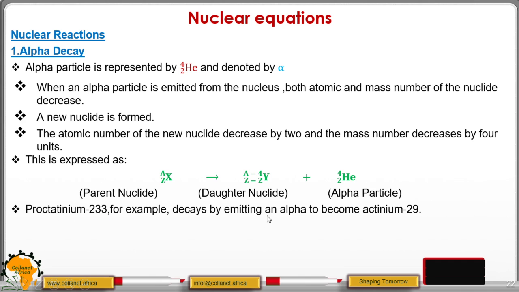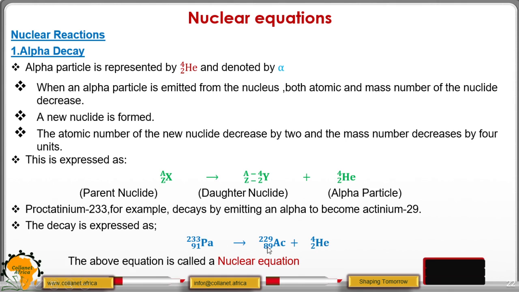For instance, we can have protactinium-233 that decays by emitting an alpha particle to become actinium-229. That one can be represented as follows. You have protactinium-233. The mass number will reduce by 4, so you get 229, plus a helium particle. If you add 229 plus 4, you get 233. And if you add 89 plus 2, you get 91. So our equation is balanced. This equation is what we call a nuclear equation, because it involves the nucleus of an atom, not the valence electrons, but the nucleus of an atom.